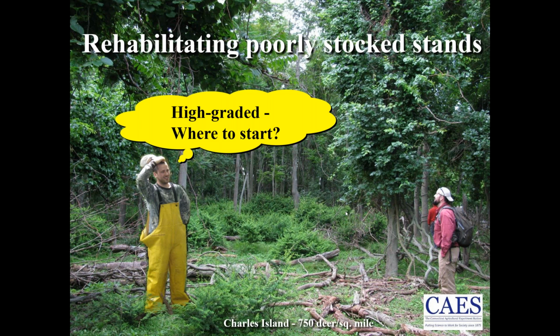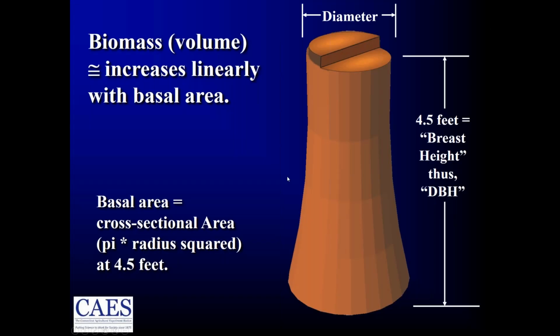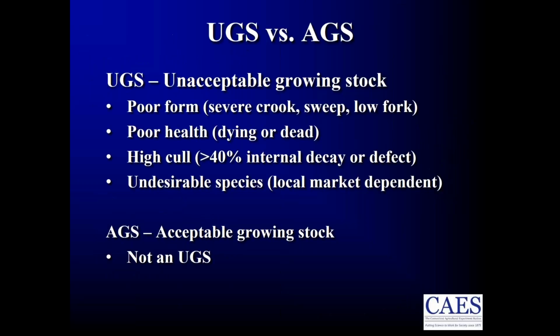So the question is, what the heck do you do? Obviously, this is an extreme case. Well, just in case there are some non-foresters out there, I just want to mention basal area. It's the cross-sectional area of all trees at 4.5 feet added together. Because I'm going to be talking about basal area, it's nice that within the ranges we usually look at, biomass is approximately linear with basal area. So when we talk basal area, we're also talking about increases in stand biomass.